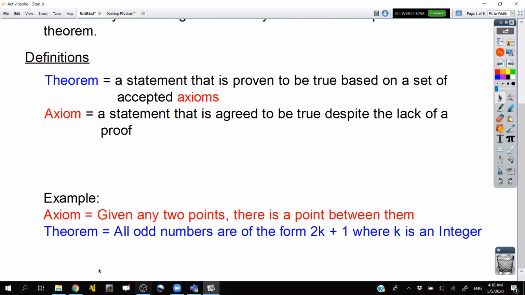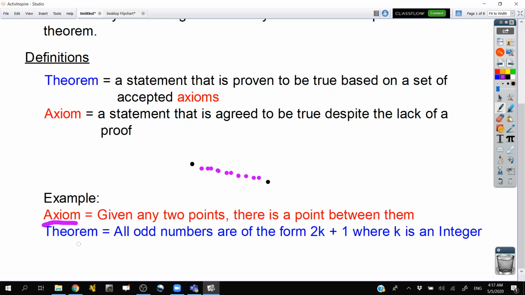Here are some examples. An example of an axiom would be: given any two points, there's a point between them. If I draw two points here, I think we would all agree that there is not only one point between them. If I change color, not only is there one point between them, but there are lots and lots of points, an infinite number of points between these. We don't prove that these points exist, we just make it an axiom. We just accept the fact that there are points there, even though it's unproven, which is dangerous.